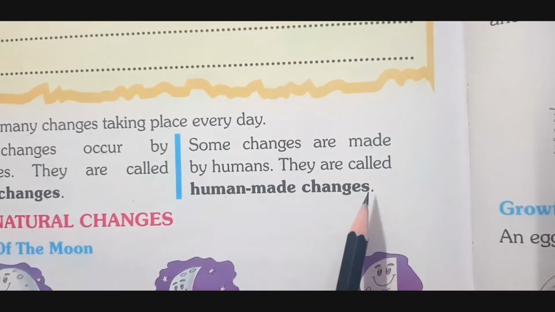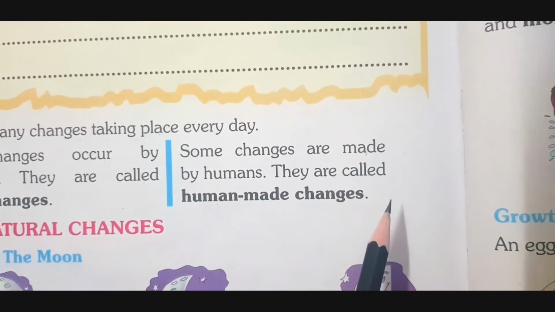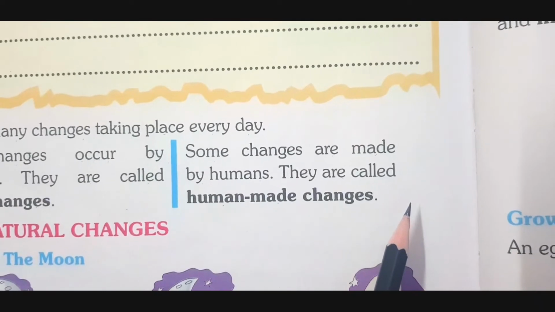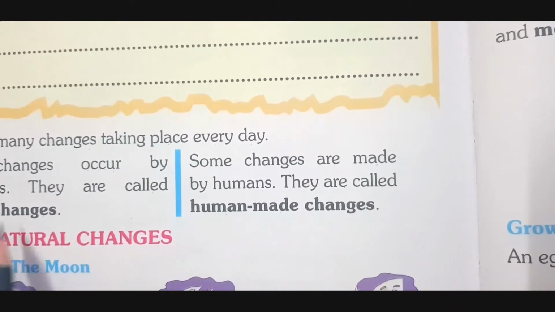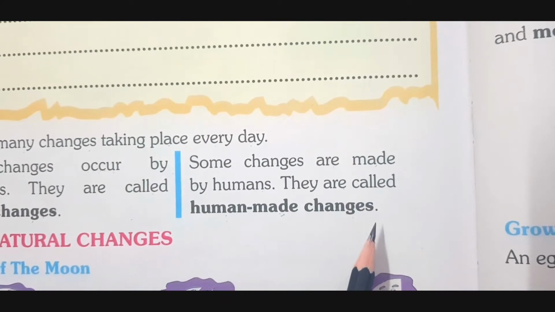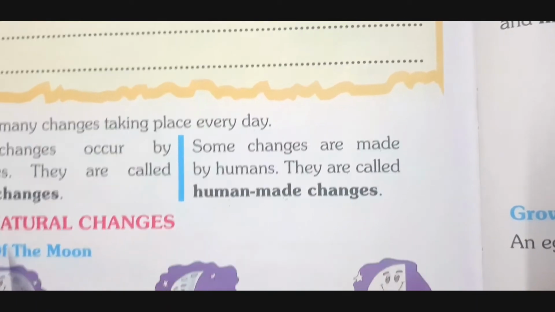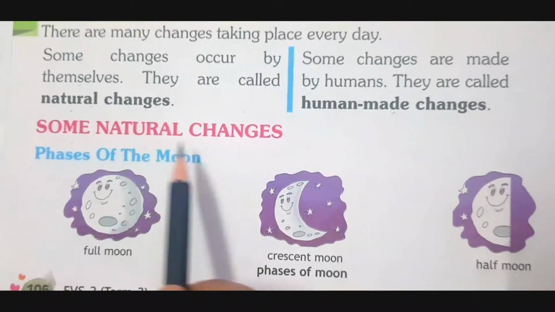Okay, there are two types of changes. Like we have learned in last lesson, human-made things and natural things. Here we have natural changes and human-made changes. First, we are going to read about some natural changes.